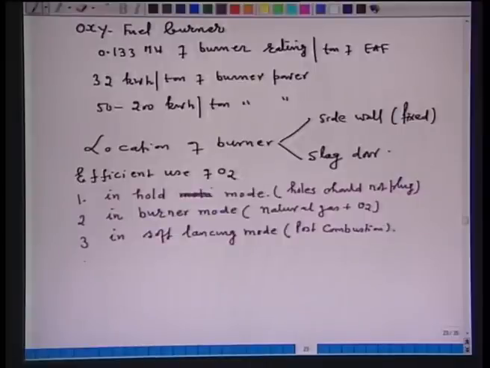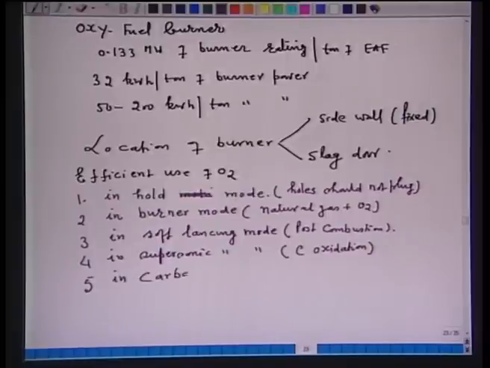Fourth, in supersonic launching mode, that is when I want to carry out carbon oxidation, because then the jet should be penetrating into the bath, so I require a high velocity. A burner should also be able to work in carbon injection mode, and that is when I require foaming slag.